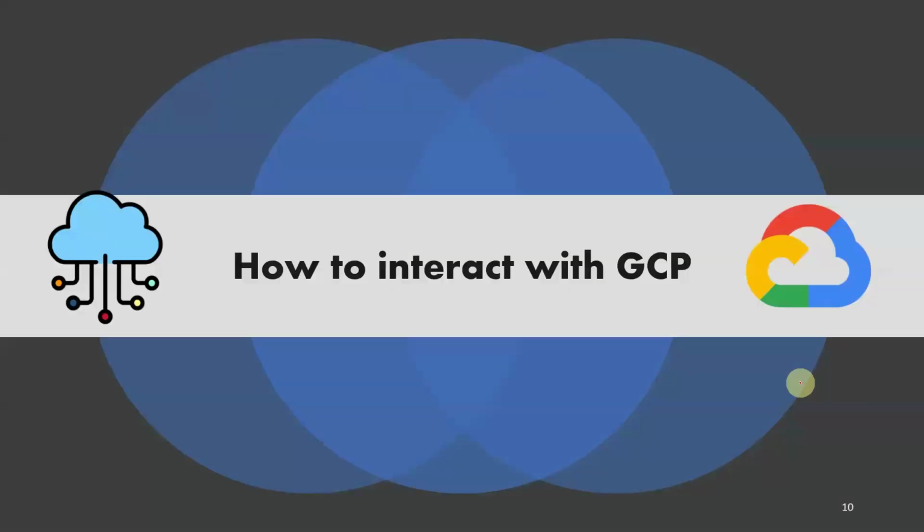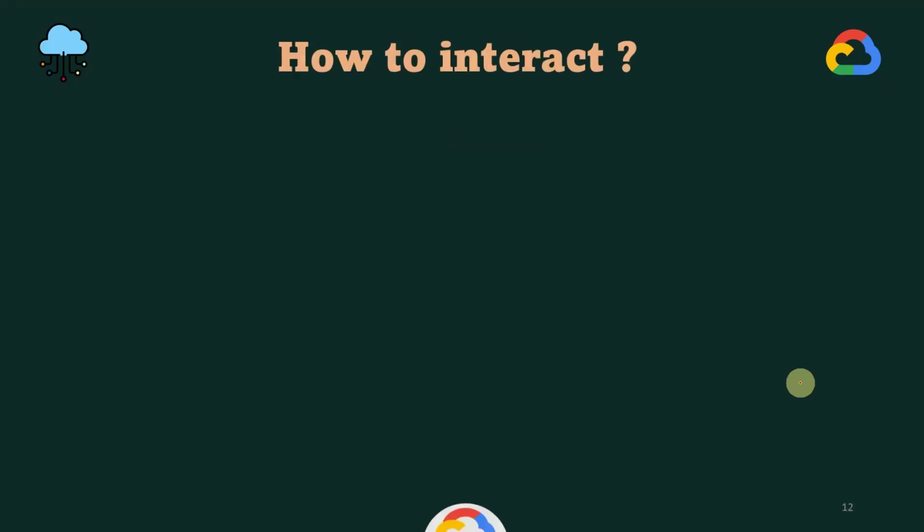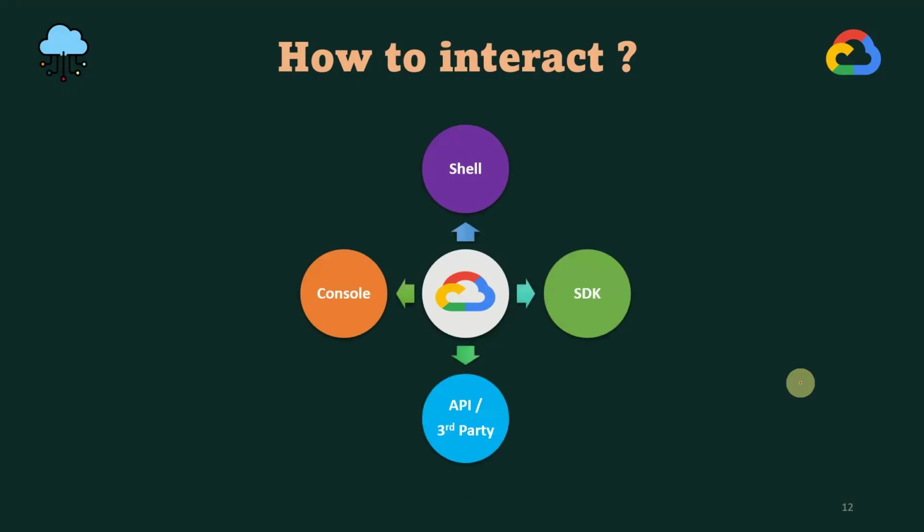Google Cloud Platform offers plenty of ways to interact with these services. How do we do that, sir? If you ask me, there are totally four methods to interact with the GCP services. The very first method is Console. The second method is Cloud Shell. The third method is Cloud SDK. And the fourth method is APIs and third-party tools. So these are the four methods to interact with the GCP services, guys.